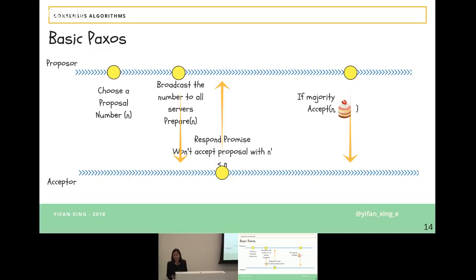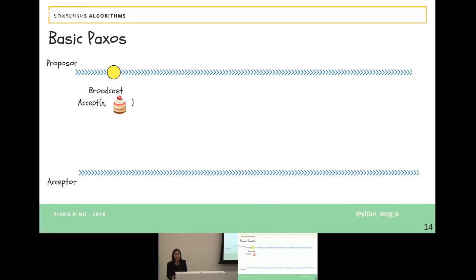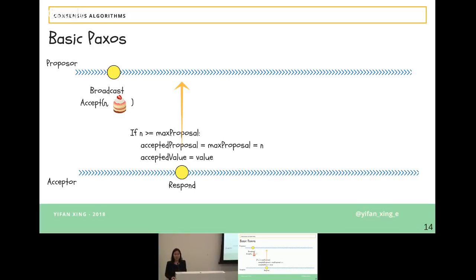So after that, as a proposer, if I received a majority amount of responses, that means I can go ahead and propose a value. So now I can just go ahead, say, let's choose cheesecake. And now I broadcast this accept message with my proposal number and the value that I'm proposing to all of the machines. And the machines will respond.